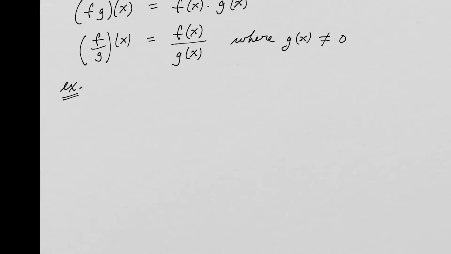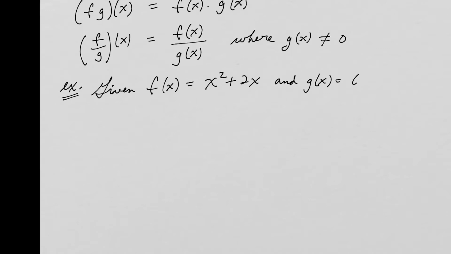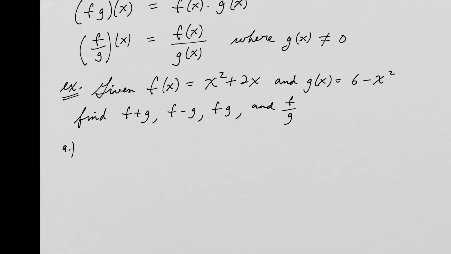Let's say we're given f of x is equal to x squared plus 2x, and g of x is equal to 6 minus x squared. And I want to find the sum of those two functions, the difference, the product, and then the quotient. So A. Let's do f plus g first.